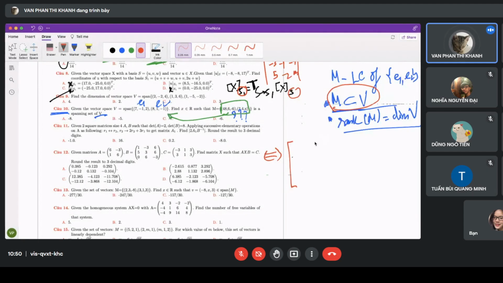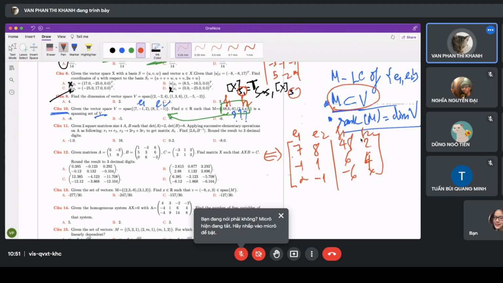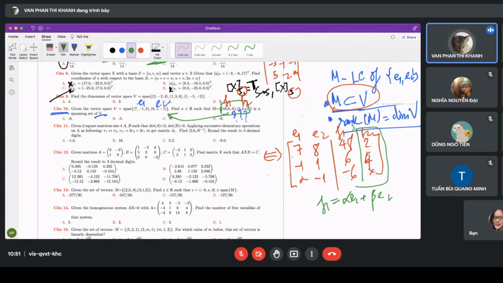So I consider a system. 7, minus 1, 2 is E1, right? E2 is 8, 1, minus 1. And the right-hand side, what do we write? 4, 8, 6, minus 6, right? 2, 4, x, right? This is our vectors F1 and F2. You see, I already told you that in the first case, I consider F1 as alpha E1 plus beta E2. So I have a system, right? This is our augmented matrix.